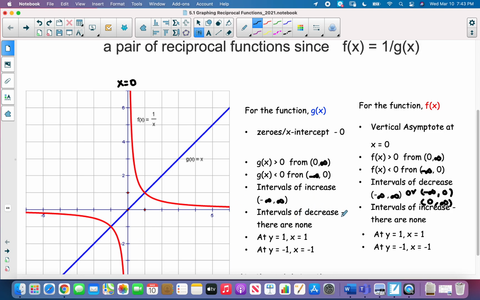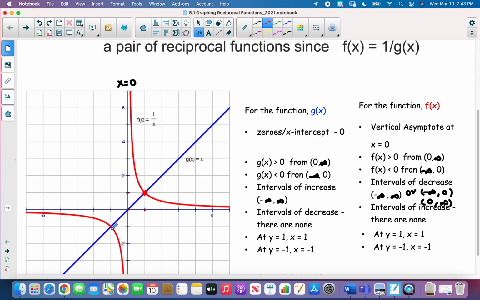So the intervals of increase and decrease are kind of opposite. So if the original function g of x is increasing, in that same interval the reciprocal function 1 over x is decreasing. There are two interesting points here, which I want to point out to you.